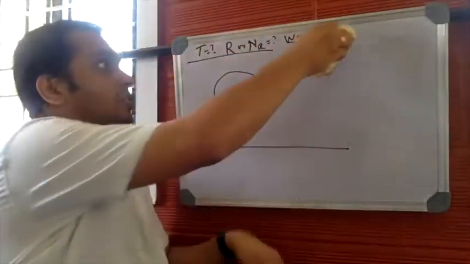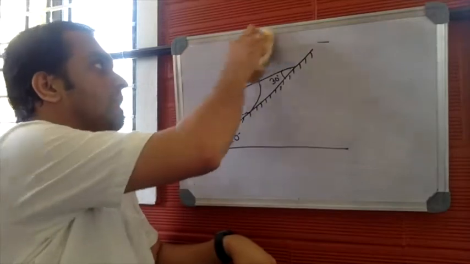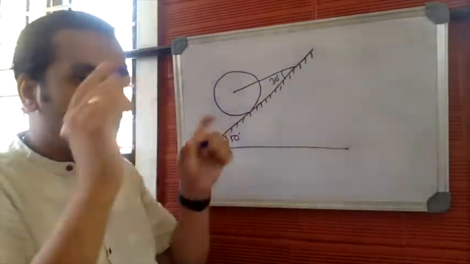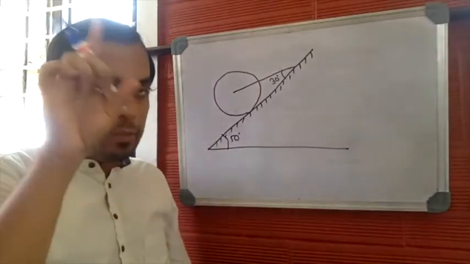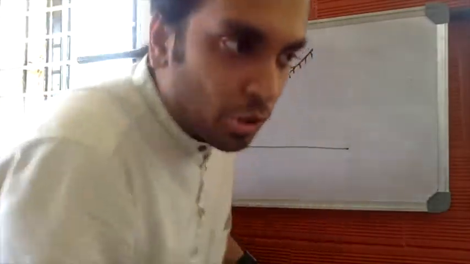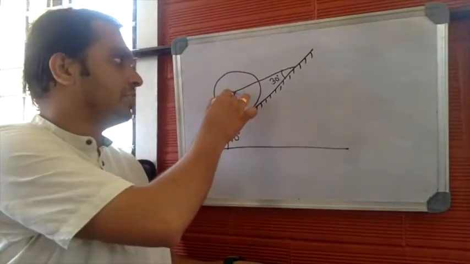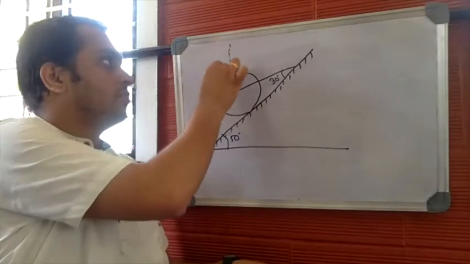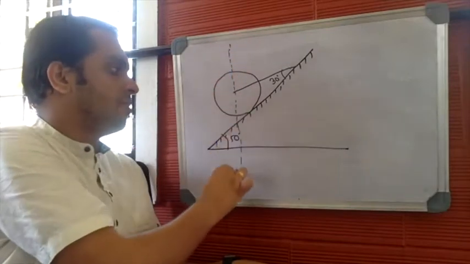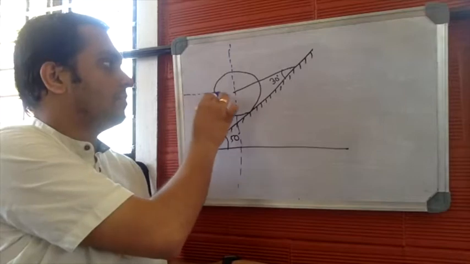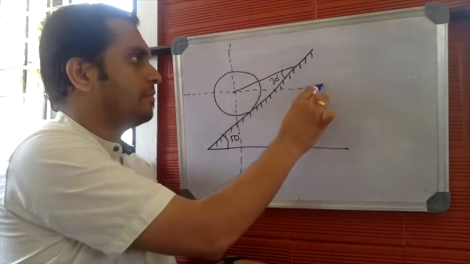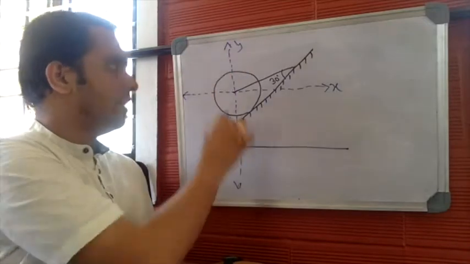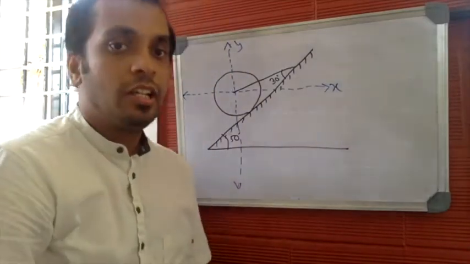Step number 1 is to draw the free body diagram. Again, you have several sub-steps to draw the free body diagram. Let us start drawing it. Step number 1 in drawing the free body diagram is to locate the center and to draw the coordinates. This is the center. This is the x-axis, this is the y-axis. So I have located the center and I have drawn the coordinates now.